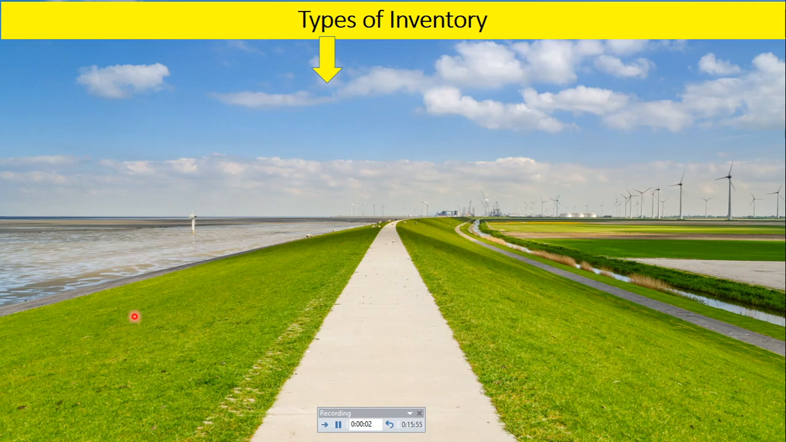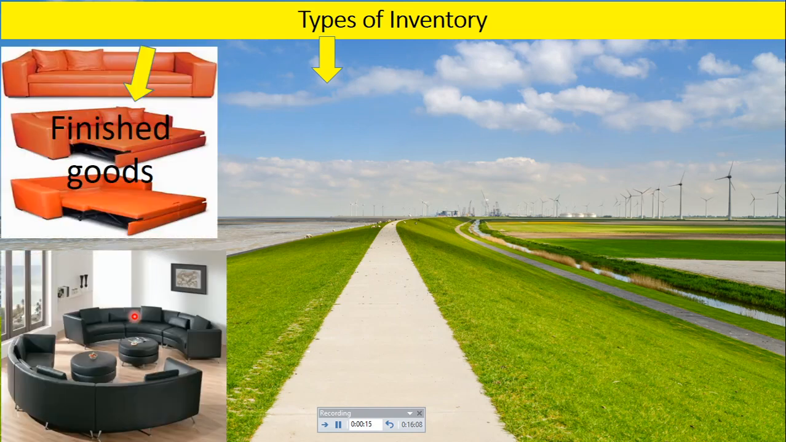Types of inventory. Inventory is the stock of your materials, and it could be finished goods, raw materials, or semi-finished goods. So what's inventory? Inventory is of three types. First is your finished goods. Assuming sofas are our final product, the sofas here are ready for sale. These are the sofas which are all ready for sale, so they are on display to be sold off. This is your finished goods.